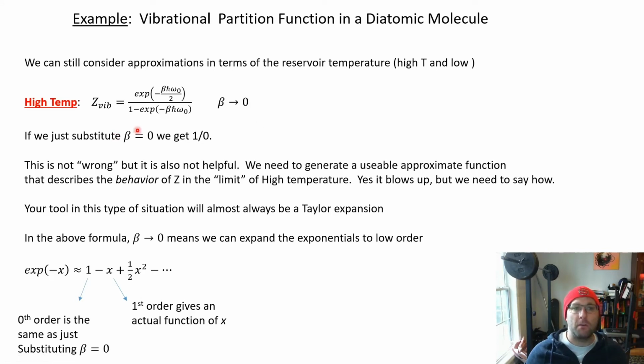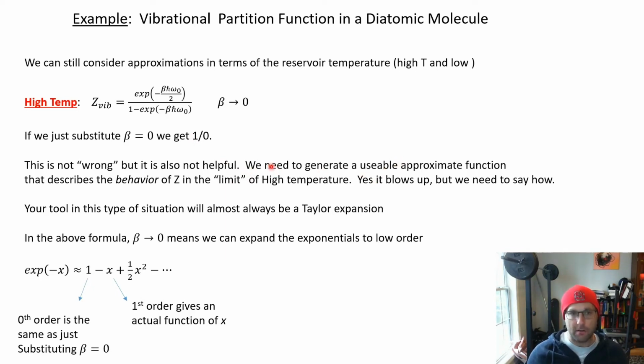If you just substitute in beta equals 0, you get 1 over 0, and that blows up. And it's true that as beta goes to 0, this partition function should blow up. But this actually tells us essentially nothing. Basically, we just throw up our hands and say, oh, I guess it blows up. We're done. So it's not wrong, but it doesn't answer any question. What we need to do in thinking about the high temperature behavior of this function is to generate a function that describes how the partition function blows up as beta goes to 0.